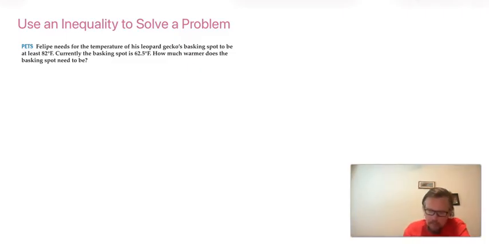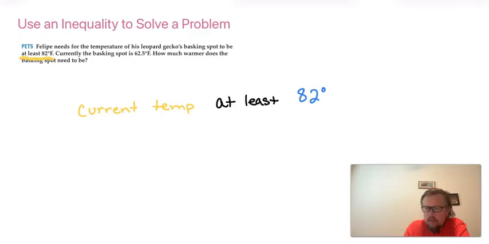So what we know here is that the current temperature needs to be at least 82 degrees Fahrenheit. So that's kind of what our equation is going to look like, is that the current temp needs to be at least, and then the temperature it gives us is 82 degrees Fahrenheit. So at least means 82 or higher.